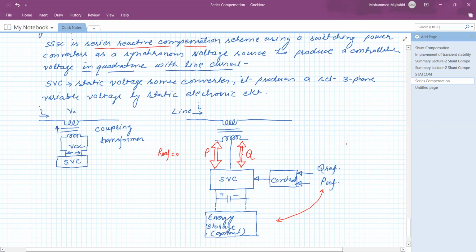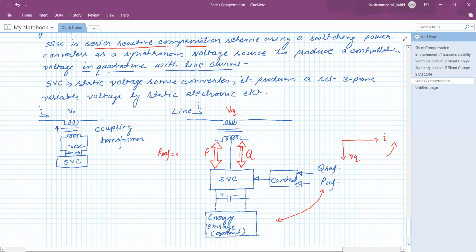So suppose this is the current I, the transmission line current I. If the injected voltage, say this injected voltage is equal to VQ, as it is in quadrature, we give the name VQ. If this VQ is lagging by 90 degrees with respect to the current, it means that the current is leading, in the anti-clockwise direction. It means that it is capacitive. The reactive compensation is the capacitive reactive compensation.